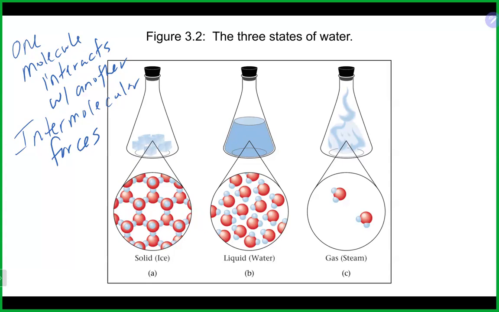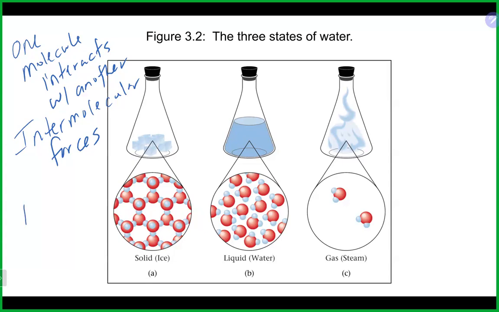Things with opposite charges are attracted to each other, and things with the same charge, like positive and positive, or negative and negative, want to get away from each other as far as possible. They're repelled by each other. So how molecules interact is actually about that electrostatic attraction, which is the positive and negative attraction between molecules.